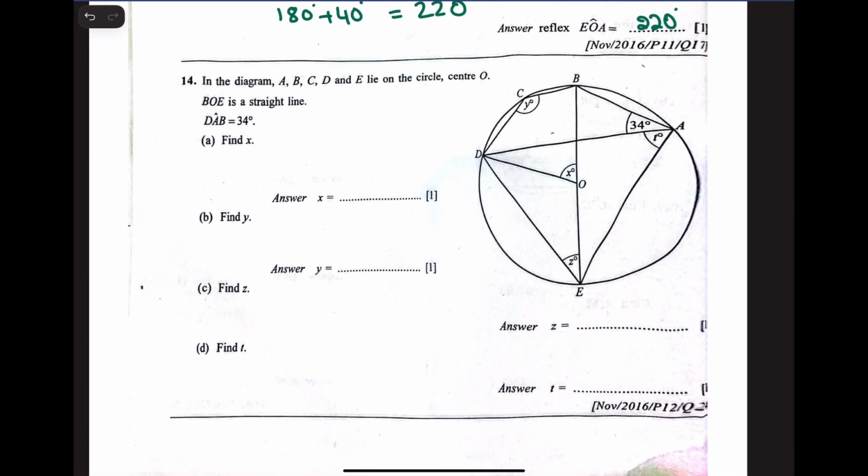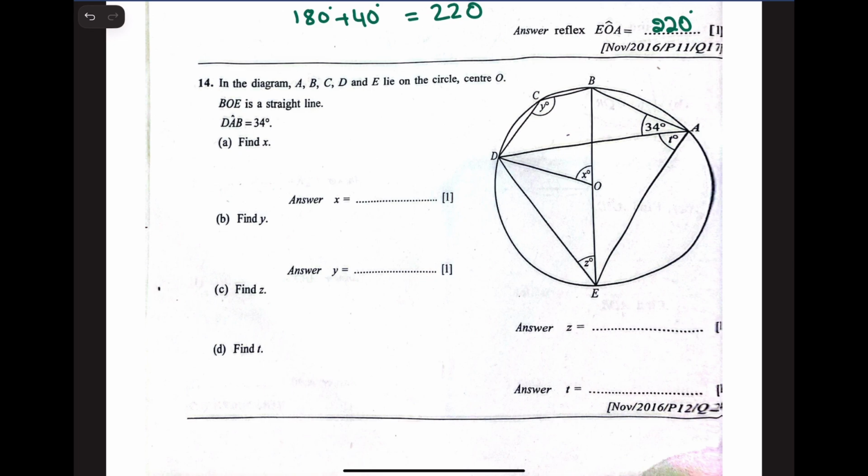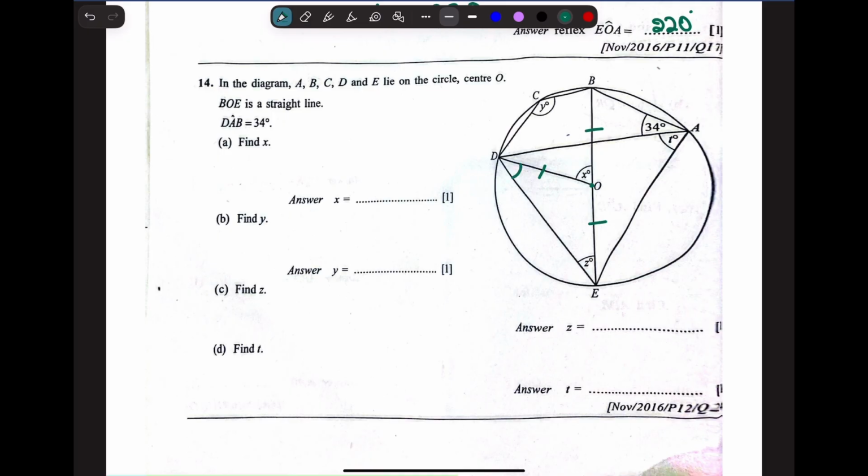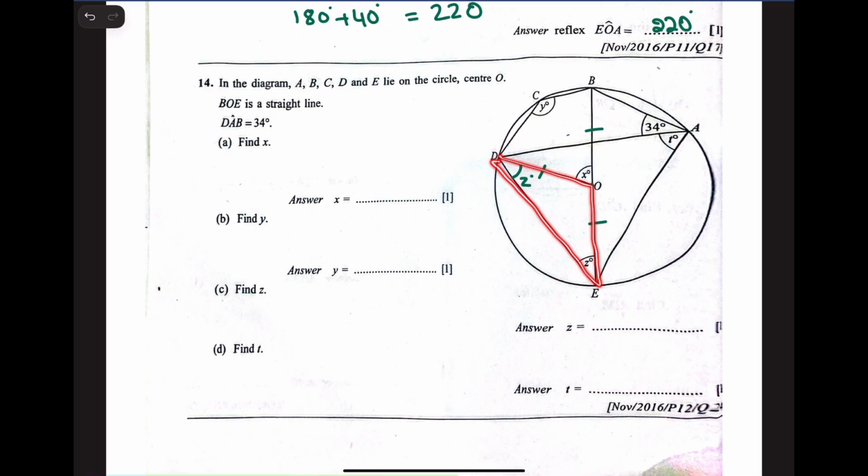Okay, so in the diagram, ABCDE lie on the circle with center O. BOE is a straight line, so this is a straight line. DAB is 34. Find x, y, z, and t. Okay, so let's see. This is the center, radius, radius, radius, which means this is also going to be z because this is an isosceles triangle.